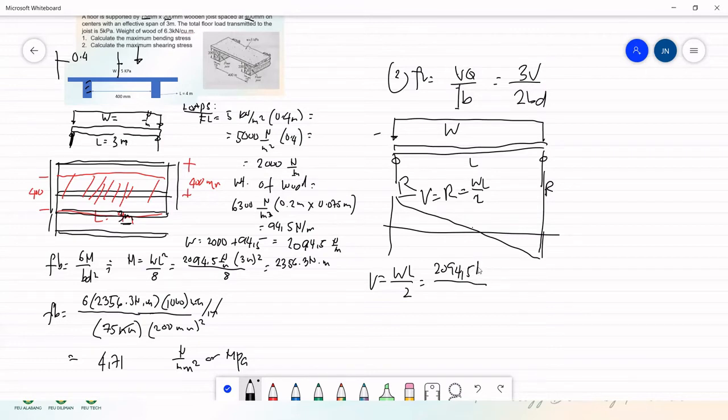Newton meter. L is 3 meters. Divide by 2. Then we can have the value of V. Okay. 3141.